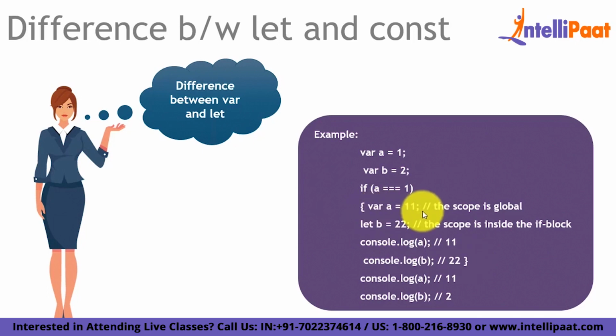And what we are saying here, var a equal to 11. So the moment I say this, the scope is going to be global for this. And when we say let b equal to 22, and the moment we are printing a, the value is going to be obviously 11. The moment we are printing b, it is going to be 22. But check out what is happening outside the block. Outside the block, a is 11, whereas b, which we declared using let, is 2. Because let is a block scope variable.